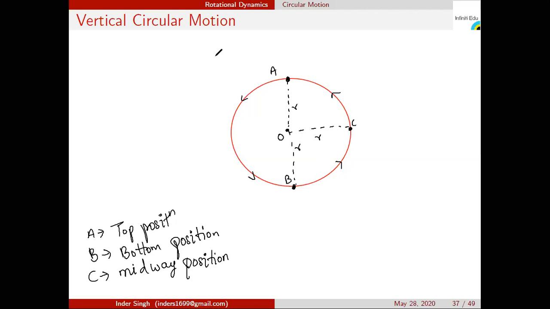Now, what are the various forces acting on that object? The first force acting on the object is the weight of the object, and weight is always vertically downward. This is the weight acting vertically downward at position A, at position B, and at position C. So the weight is constant in magnitude: W equals mg. The mass is not changing.